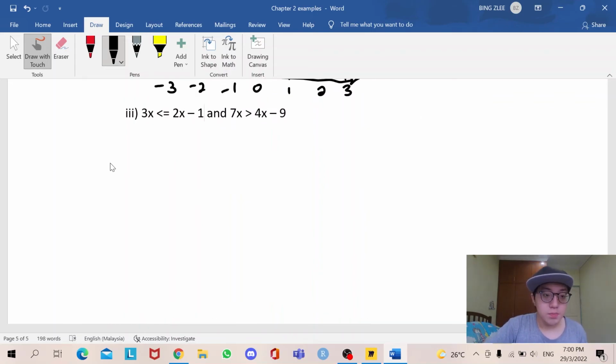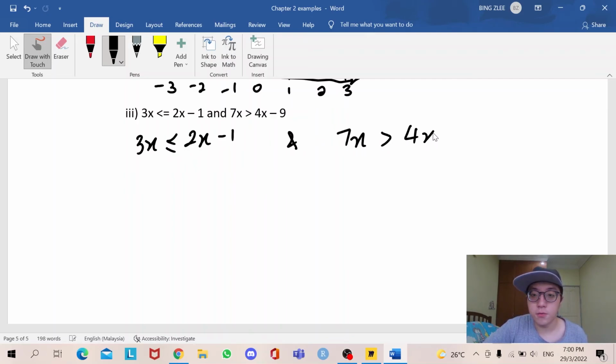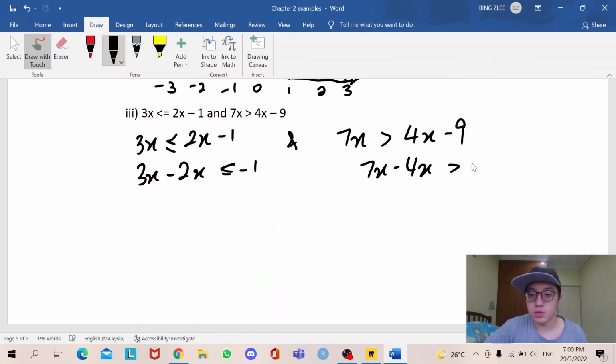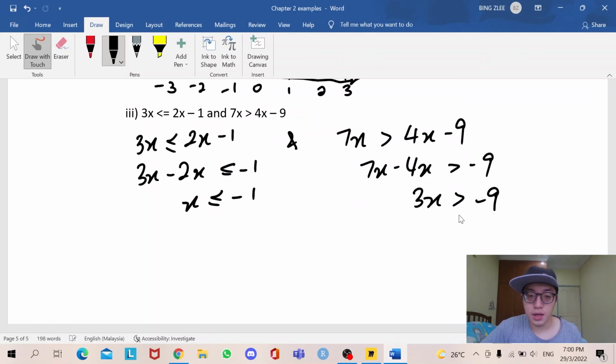All right, at this last part of the question, we have 3x is less than or equal to 2x minus 1 and 7x is more than 4x minus 9. So we will group both of the x's to one side. Usually we group them to the left-hand side and we start to solve them. x is less than or equal to negative 1 and 3x is larger than negative 9, so x is larger than negative 3.